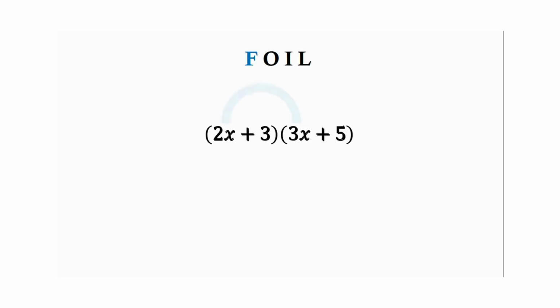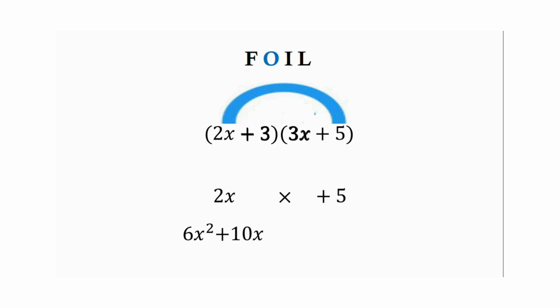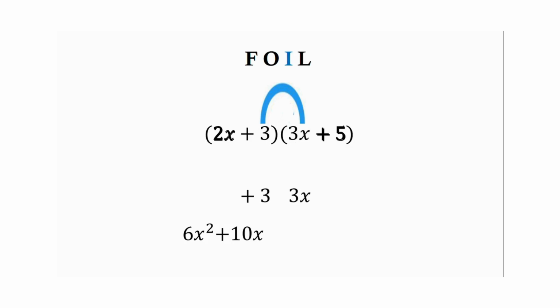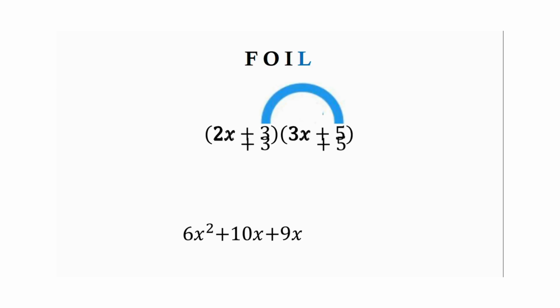We start with the first two terms. 2x and 3x multiplied together gives us 6x squared. Then the outside, 2x plus 5 multiplied together gives us 10x. And the inside, 3 and 3x multiplied together give us 9x. And last but not least, 3 and 5 multiplied together gives us 15.